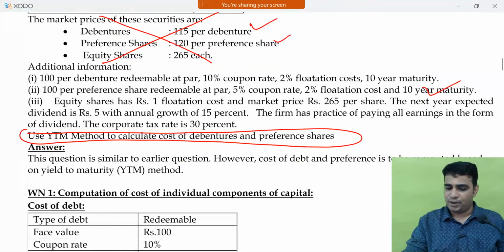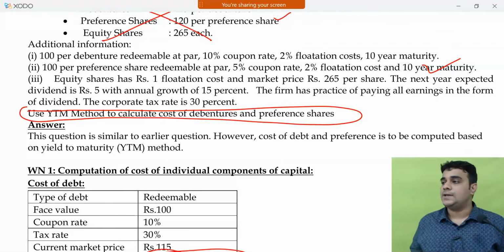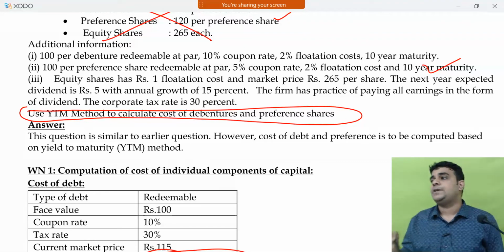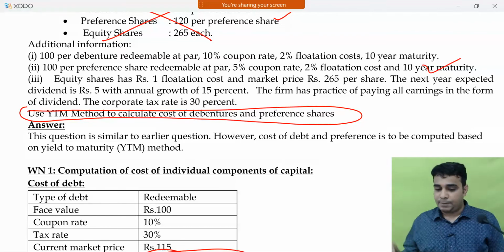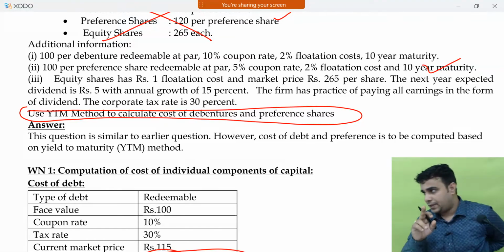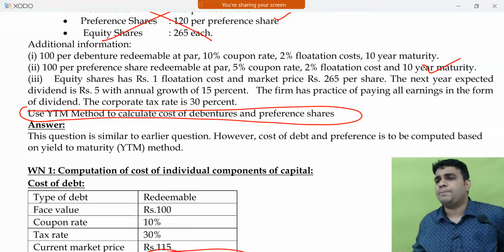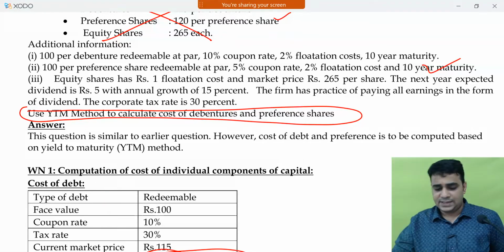I'm not discussing beyond this because everything else is the same. The only difference here is, one, you have to do the YTM approach. Second, they've assumed issue price to be equal to current market price. Both questions have exactly the same wording. There's no difference between the wording of that question and this question. But in one place we took it as current market price, and in one place we have taken it to be the face par value. That's purely an assumption.